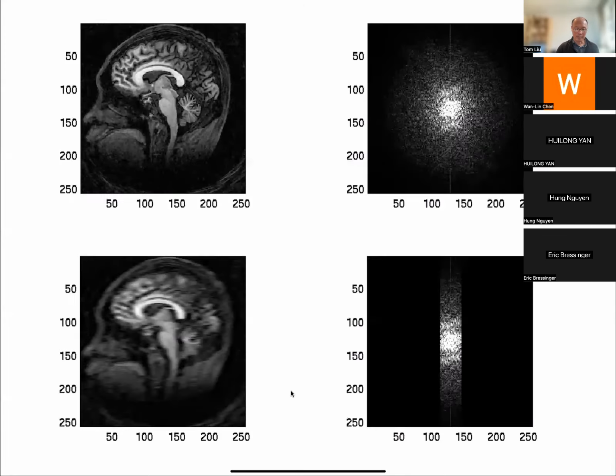So we're going to play a movie here. What you're going to see here on the left is the Fourier transform, and here is the image that corresponds to it. At the beginning, all we have is the center of k-space. So we just have the overall mean value of my image here.